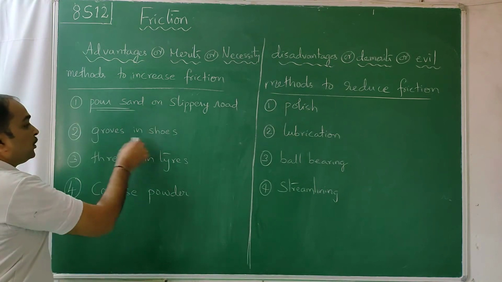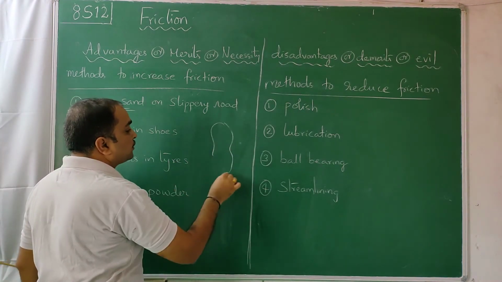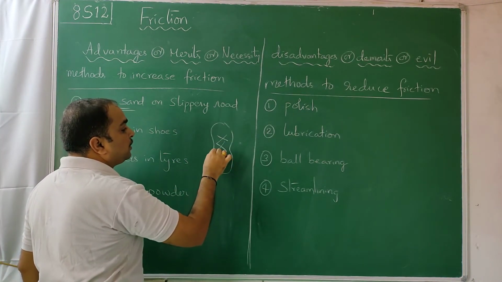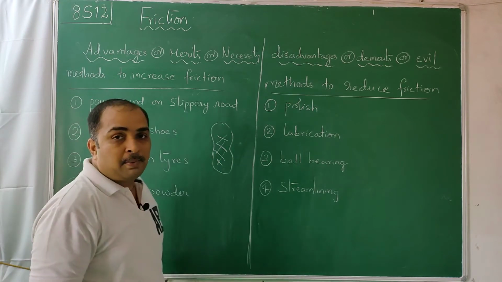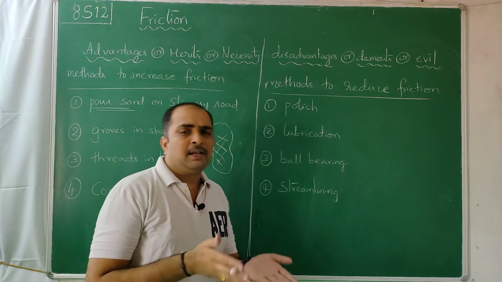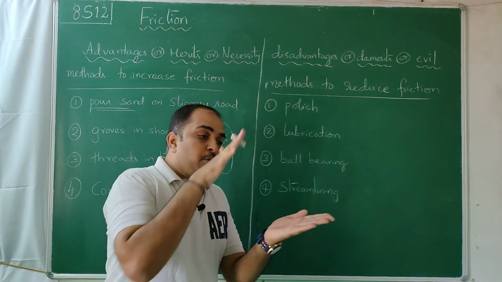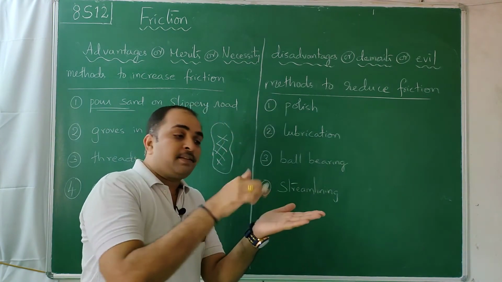Next is grooves in your shoe. Suppose you have a shoe like this. You have some markings on the shoe. Why do you have those markings on the shoe? Because this all happens in the rainy season. When you put a flat surface on a flat surface, there is water in between.